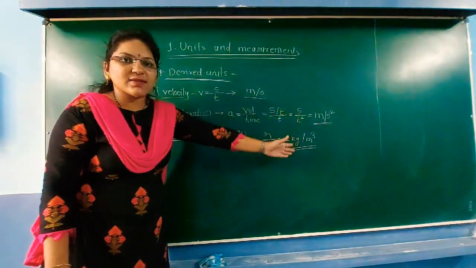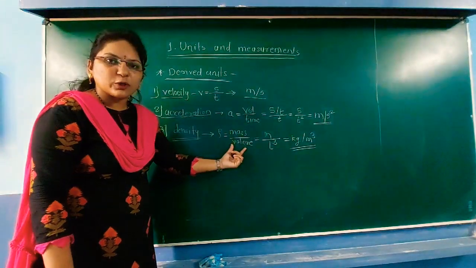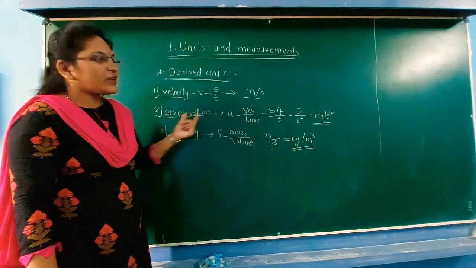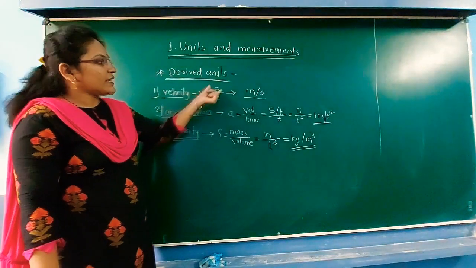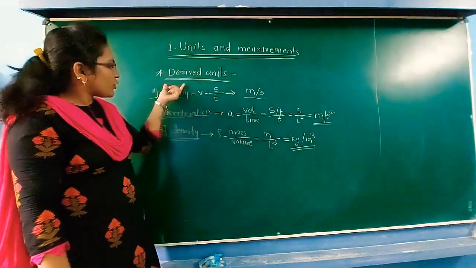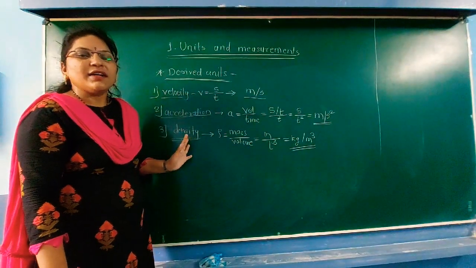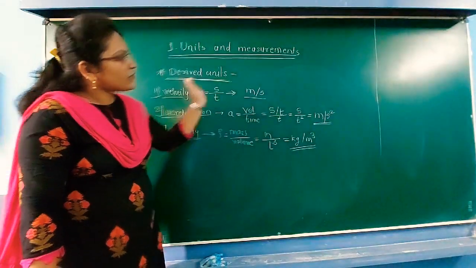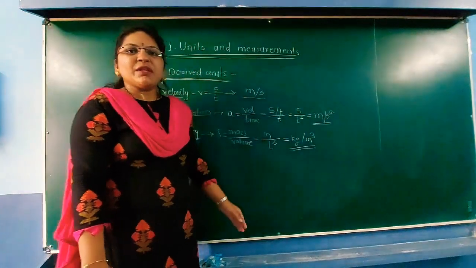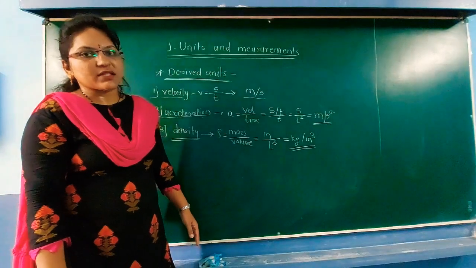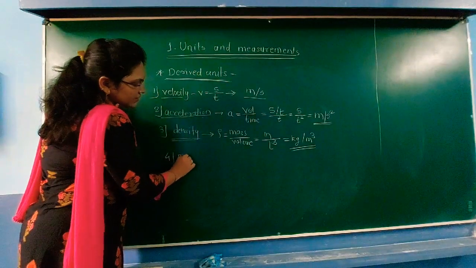For writing their units or for their measurement, we cannot find density without finding mass and volume. We cannot find acceleration without finding velocity and time. Also we cannot find velocity without finding displacement and time. So for knowing these quantities, we have to know some other quantities. So these quantities are called the derived quantities. And units of these quantities, here meter per second square, kg per meter cube, these units are called the derived units.